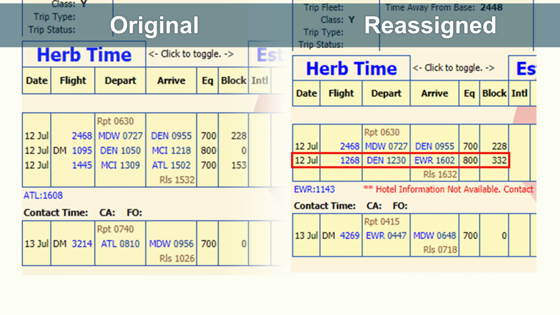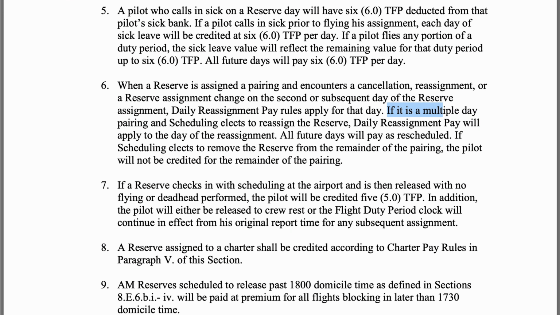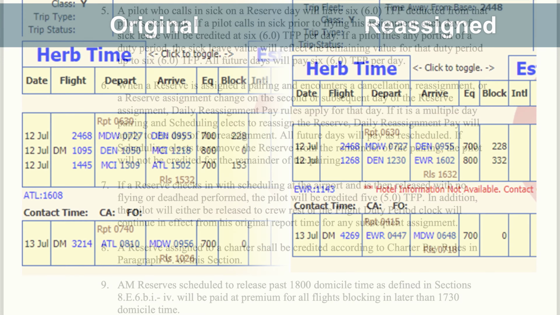This first reroute to the original reserve trip triggered DRP for day 1. The final audited trip, flight 1268 from Denver to Newark, will pay premium because it blocked in at 1602, which is later than the originally scheduled block-in of 1502 from flight 1445 on the originally scheduled trip. This is the application of the CBA language, which states, quote, if it is a multiple day pairing and scheduling elects to reassign the reserve, daily reassignment pay will apply to the day of the reassignment, unquote.